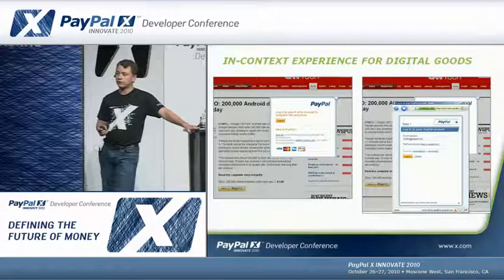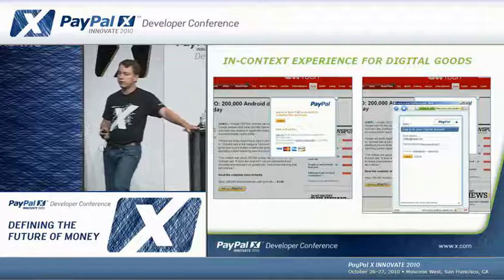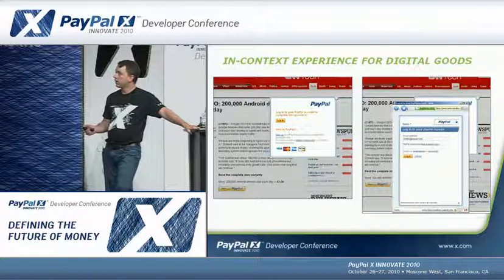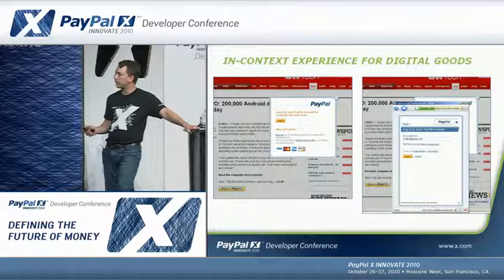The in-context flow is what we're doing for digital goods. This was shown quite a few times already today. When this button's clicked, you would run the Set Express Checkout call, which would then open up this light box where they can log in.